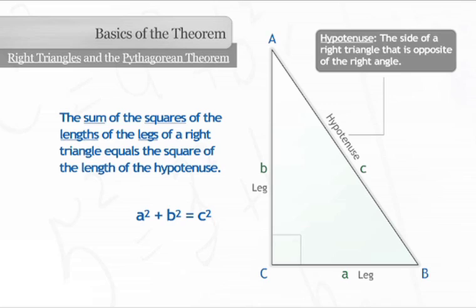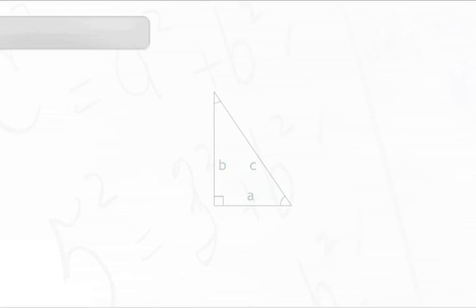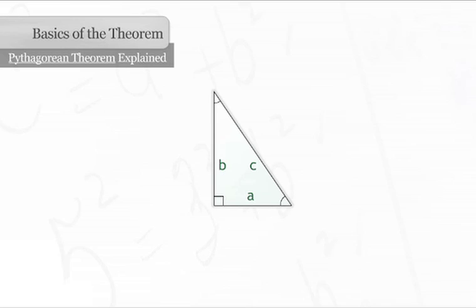Notice that we indicate squared by showing a little 2. That little 2 indicates that we are multiplying a number by itself. We call this relationship the Pythagorean Theorem in honor of Pythagoras. Now let us look at the meaning of the theorem.